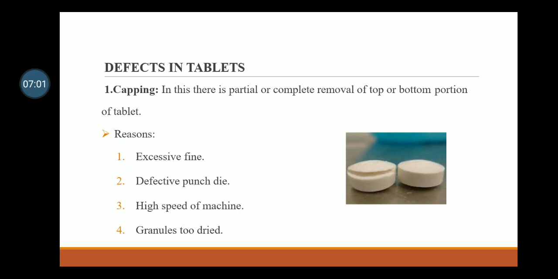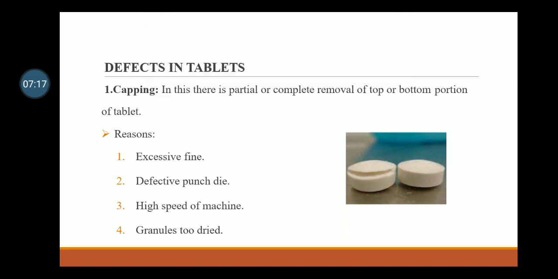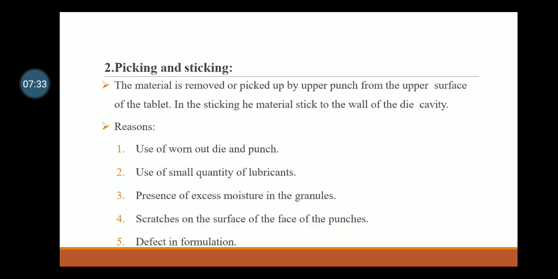Defects in tablet. First, capping. In this, there is a partial or complete removal of a top or bottom portion of a tablet. Reasons: first, excessive fines. Second, defective punch and die. Third, high speed of machine. Fourth, granules too dry. Defect can be removed by: first, setting the die and punch properly. Second, reducing the percentage of fines.